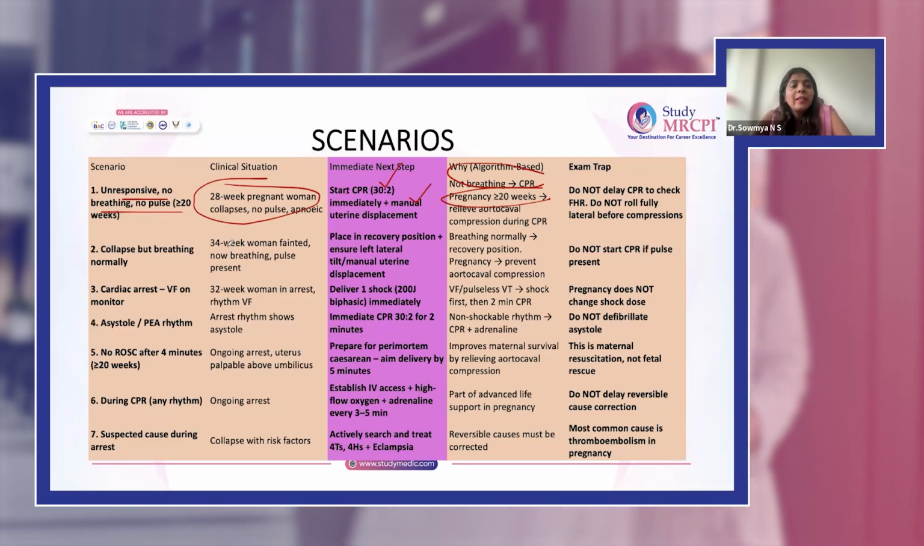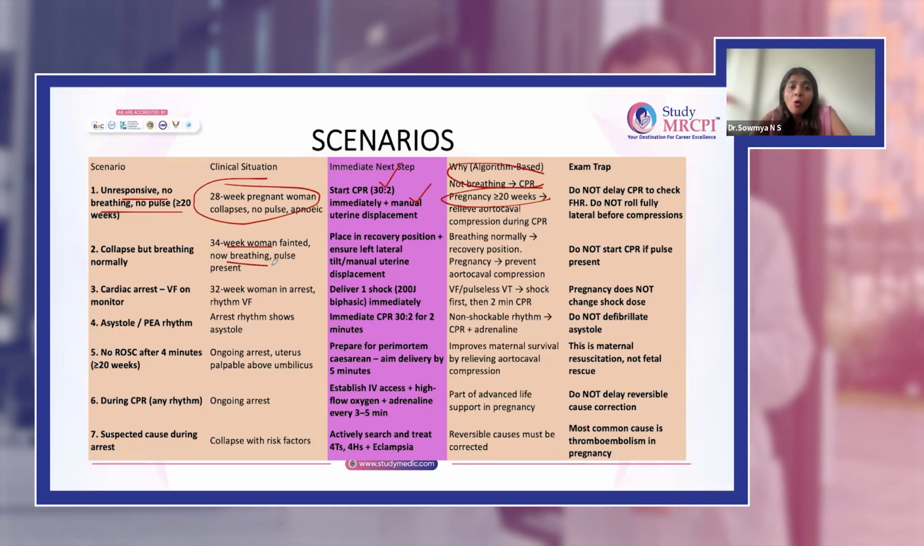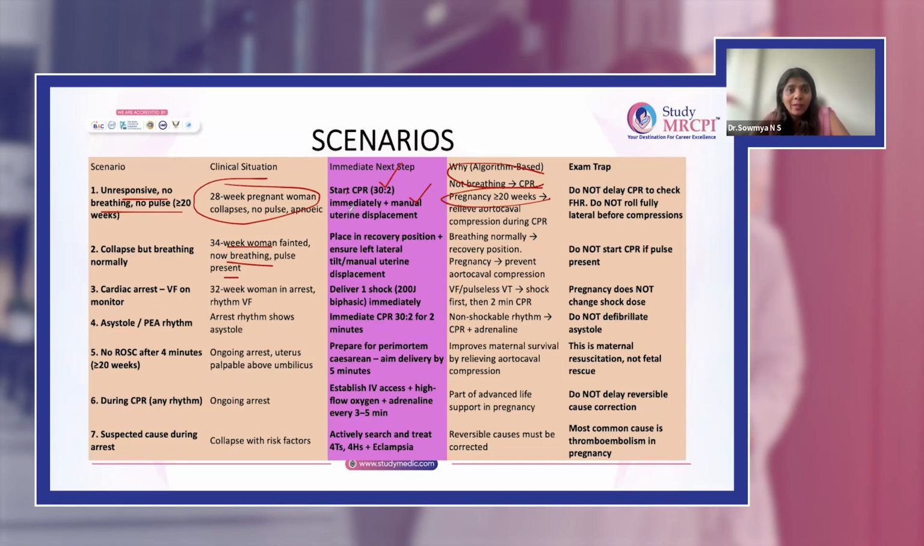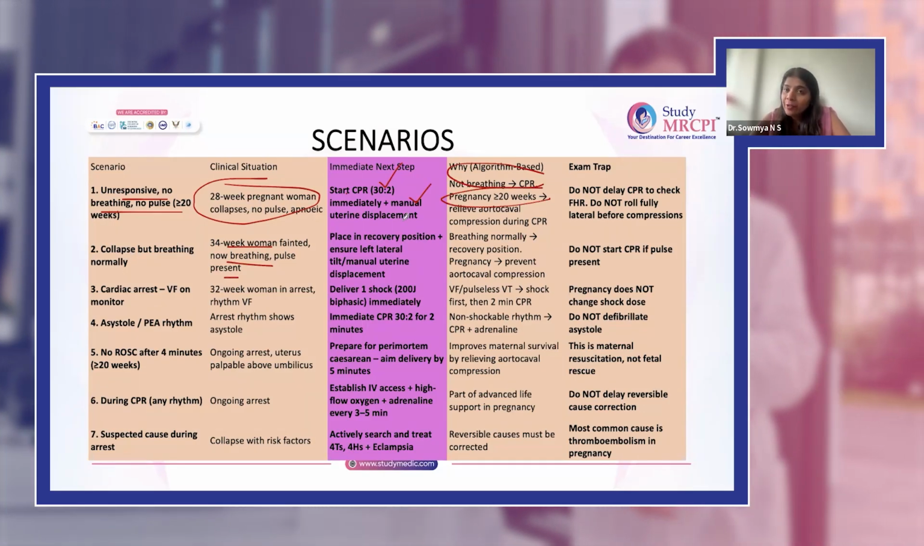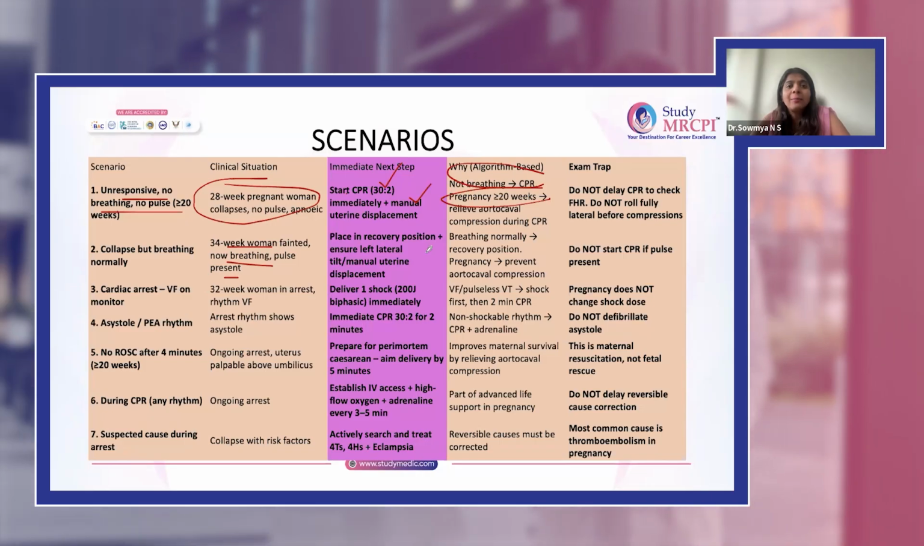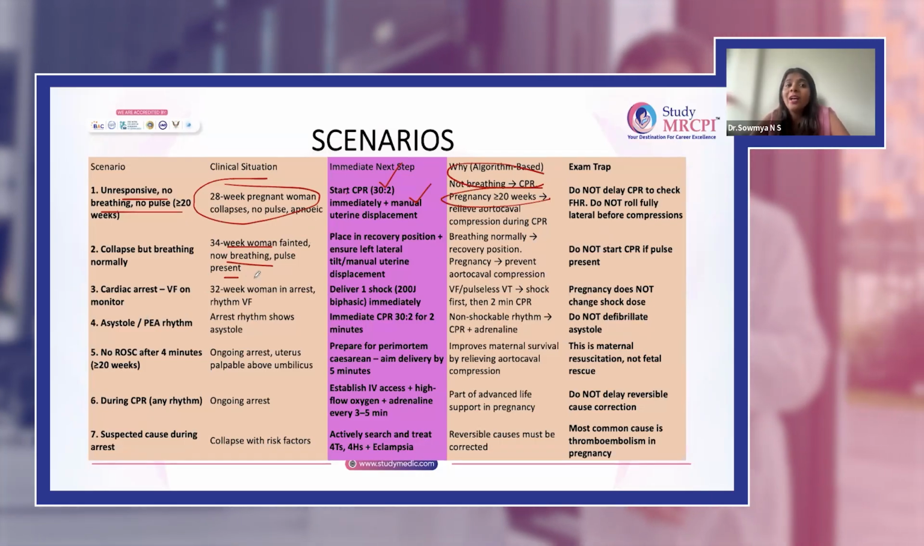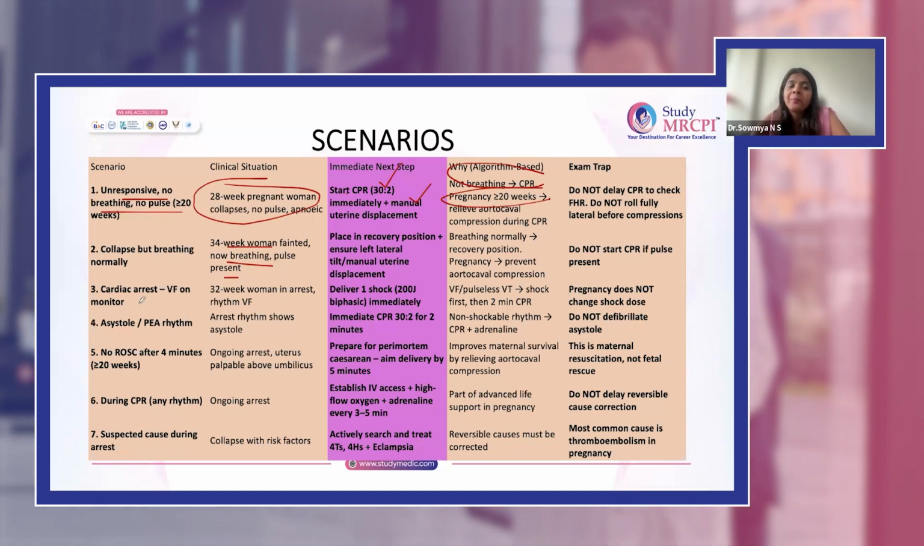Remember, this is extremely important. Not breathing, CPR, more than 20 weeks, you are going to do a uterine displacement. Next, a 34-week woman fainted, now breathing, pulse is present. Collapsed but breathing normally. So place her in a recovery position, again with the uterine displacement, and then because she is breathing normally, you have to look into the other causes, what has happened.